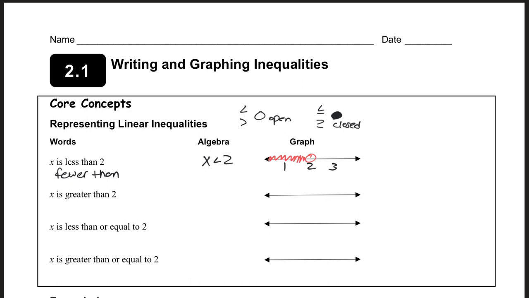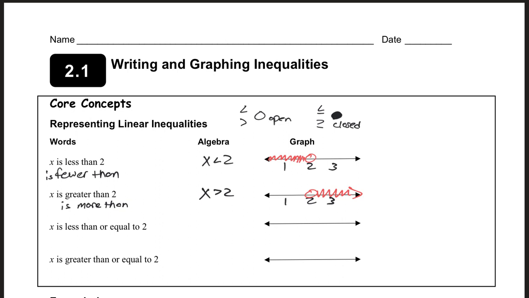Then we can look at the next one here. X is greater than 2, or it might say "is more than." Notice we'll always have that word "is" in front of the word less or fewer or greater or more: is less, is fewer, is greater, is more than, meaning it's an inequality. And this would be an X, greater than symbol, and a 2. Again, if we do our number line with the numbers 1, 2, and 3, this would be an open circle above the 2, and we are going to shade to the right.